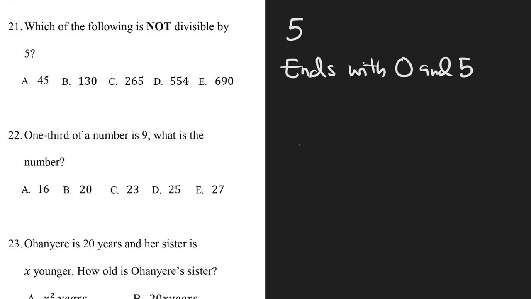We have A, 45, and 45 ends with 5, so it's divisible by 5. We have B, 130. 130 ends with 0, that means it's divisible by 5. Then C, 265, it ends with 5, right? So that means it's divisible by 5. D is 554, and it does not end with 0 or 5. So that means D is the answer without even checking it, because E is 690, which ends with 0, right? That means it's divisible by 5. So let's check the next question.